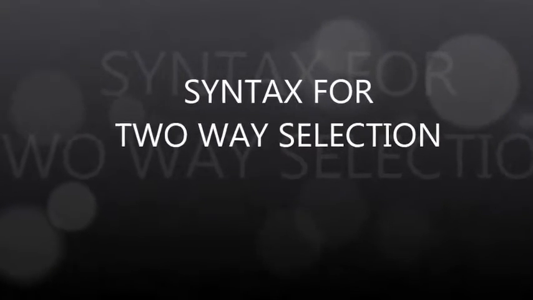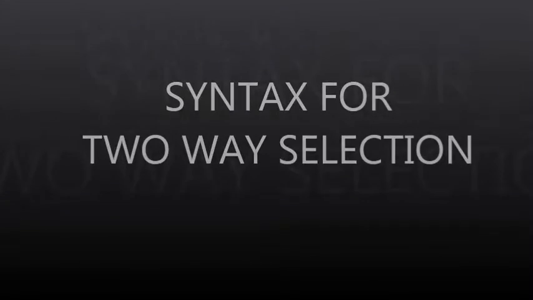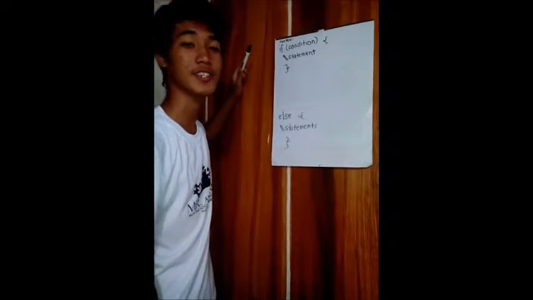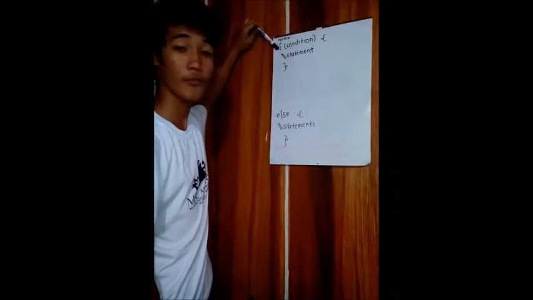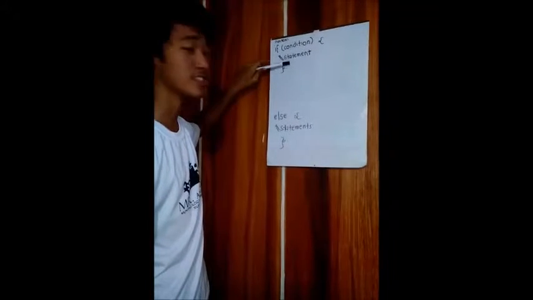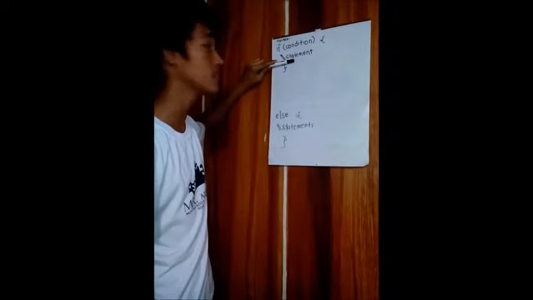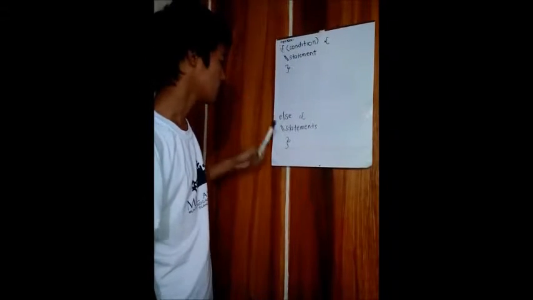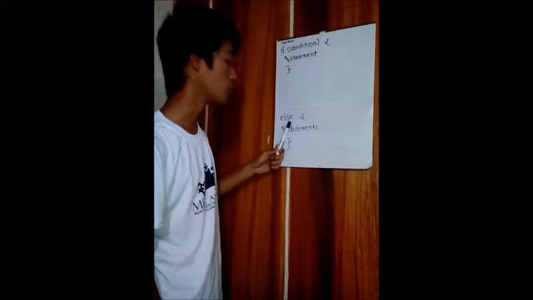Two-way selection or if-else statement. An if statement can be followed by an else statement, which executes when the Boolean expression is false. The syntax for two-way selection or if-else is if, then the condition, then the statement. The statement will be executed when the condition is met. But if the condition isn't met, the statements under the else statement will be executed.